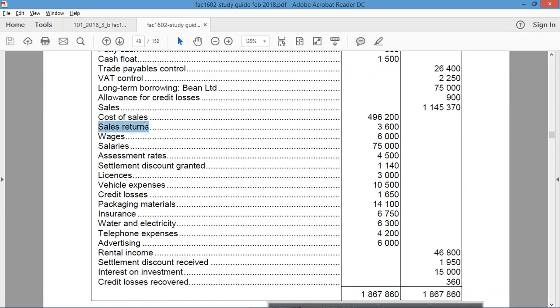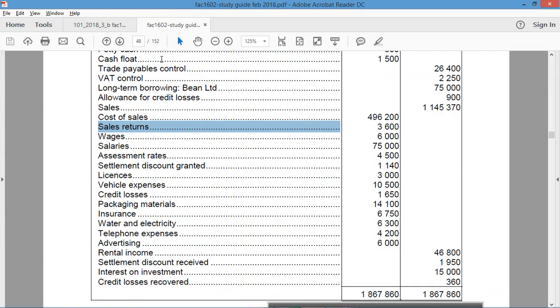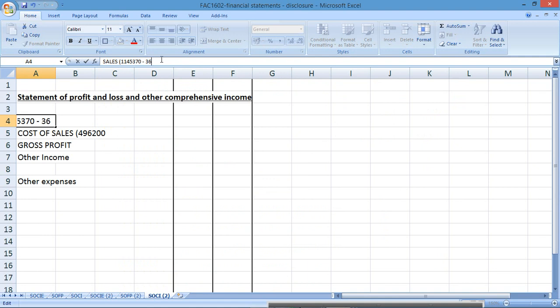Sales returns. Isn't that seen as expense? Yes. Where would you disclose it? Statement of profit or loss, but where? You wouldn't put it at the expenses because it's specific to the sales. So then won't you minus it off the cost of sales? No, not the cost of sales. Sales, because it's a sales return. So disclosure, it would be better to subtract it from there. So it's 36.